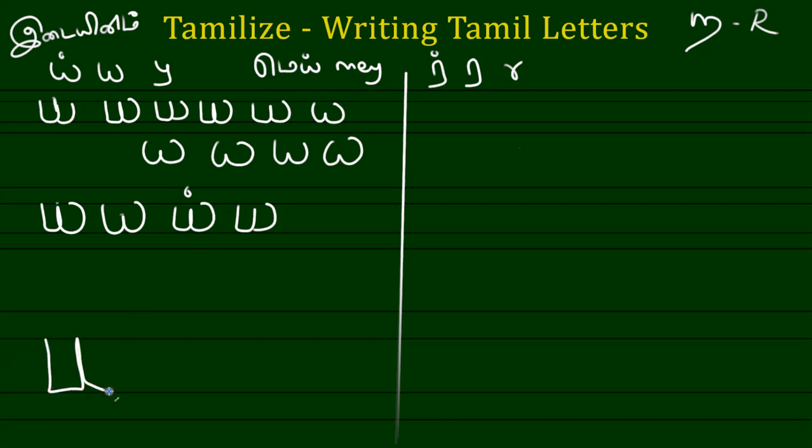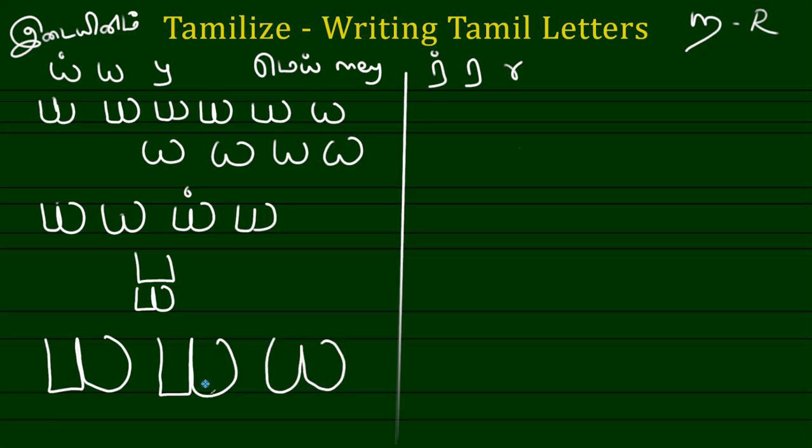When you're writing pa, this part should be the entire letter, the entire width is for pa, but ya comes within that. So the part you write for ya should be half of that, and then the curve comes. Keep a somewhat consistent width for the letters. You can write the ya like this, or you can make both of the portions curvy.